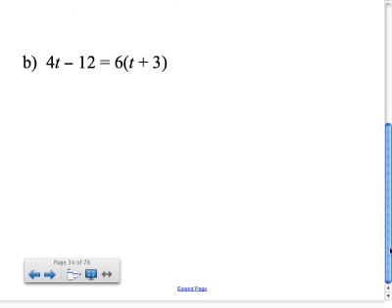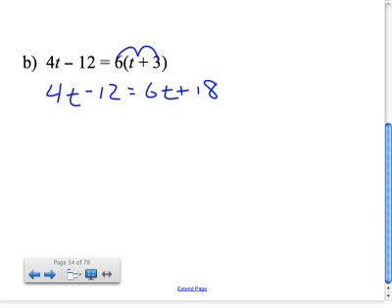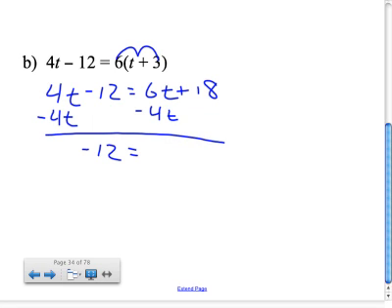Okay. All right. The second example. Now I have a little bit of work to do because I'm going to take this 6 and distribute it. Okay, so I take the 6 to both things inside. So I have 4t minus 12 equals 6t plus 18. Okay, now we're right back to step one. Subtract the smaller variable from both sides. So I have negative 12 equals, because those cancel, negative 12 equals 2t plus 18.